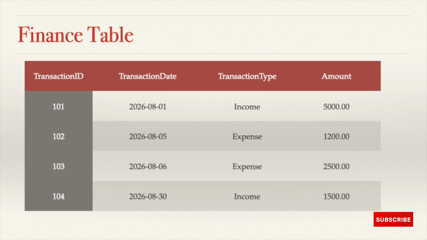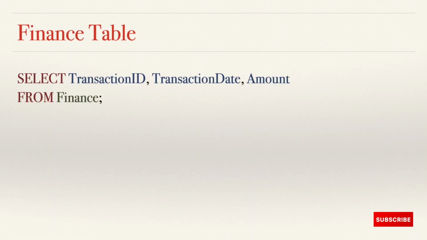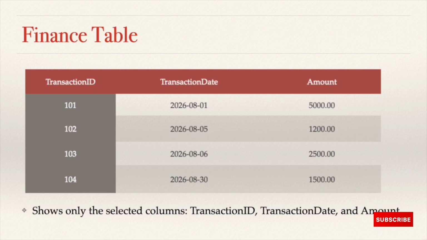We will use a financial table example containing transaction ID, transaction date, transaction type, and amount columns. Let's select the transaction ID, transaction date, and amount columns from the finance table. The result shows the selected columns from the table, displaying the specific data requested by the select statement.